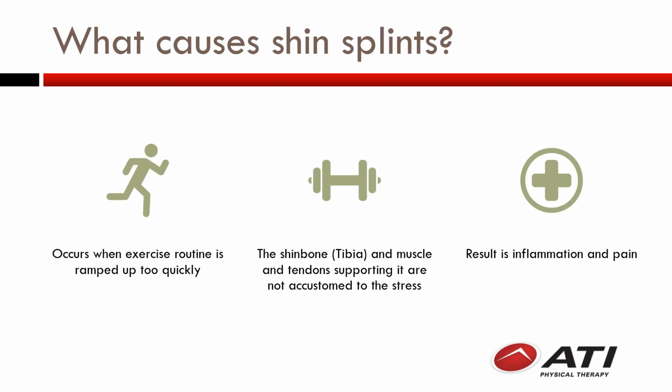Some common factors that cause shin splints: they tend to occur when exercise is ramped up too quickly. We definitely see it at the start of an athletic season, or during training camps. Basically, the shin bone, the tibia, and the muscles and tendons supporting it are not accustomed to the stress. Again, that ramping up too fast and putting too much stress on the bones, tendons, ligaments and muscles in the lower leg cause an increase in inflammation and pain, which tends to be very painful.